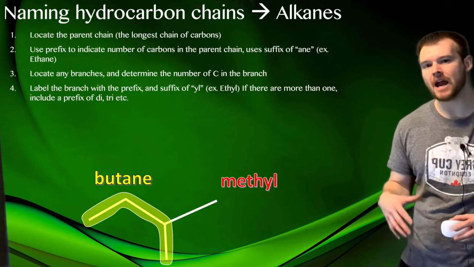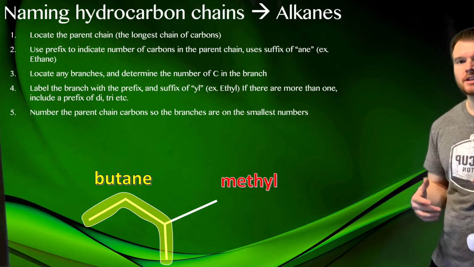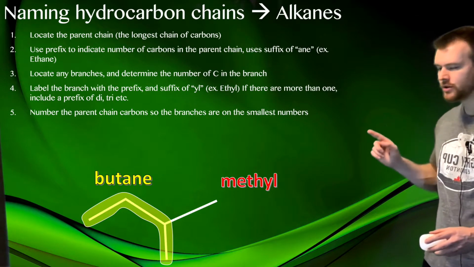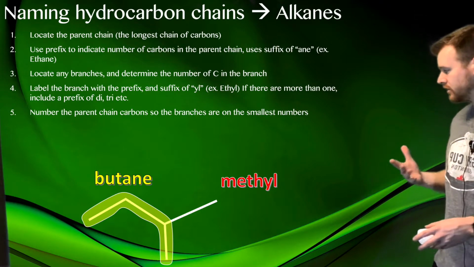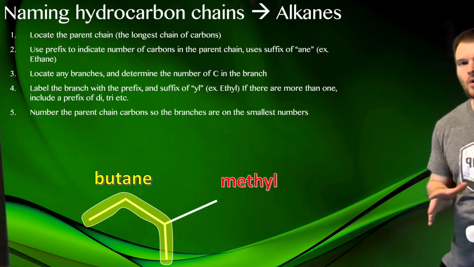Okay, next step, now we're going to number the carbons on the chain, number 1, 2, 3, all the way to 4. Now we want to do this so that the branches, or in this case our methyl group, is on the lowest number.